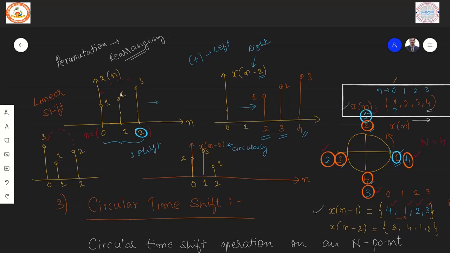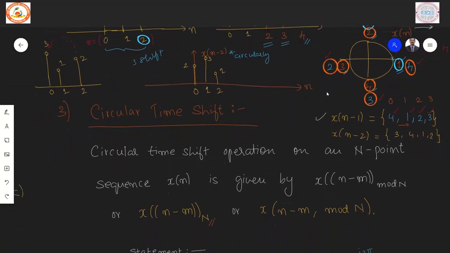Since it is circular, you might as well represent the points on a circle and consider rotating the values on the circle in the desired direction. If you want clockwise, you can choose a certain direction. If you want anti-clockwise, you can choose the other direction, indicating left and right shift operations. So this is how you can represent what is called circular shift.